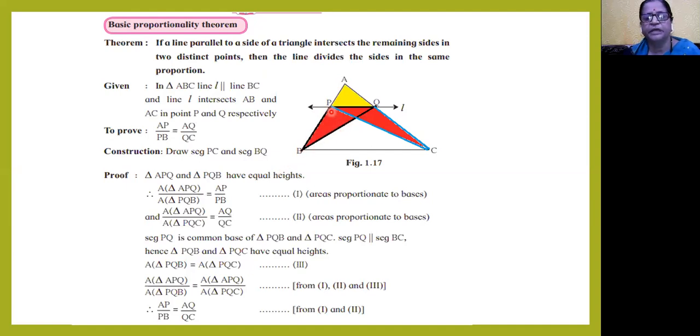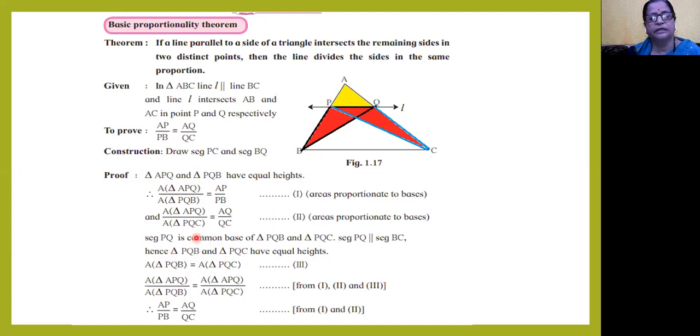See here, triangle PQB, we can read it like this, PQB, or like this, PBQ. In these two triangles, if we take a common point Q, then the height will be the same. So the area of triangle APQ divided by the area of triangle PQB is equal to AP divided by PB, because their height is the same and area is proportionate to the base.